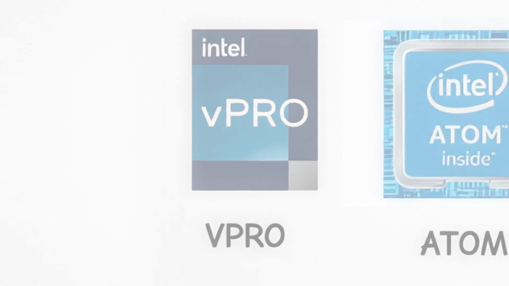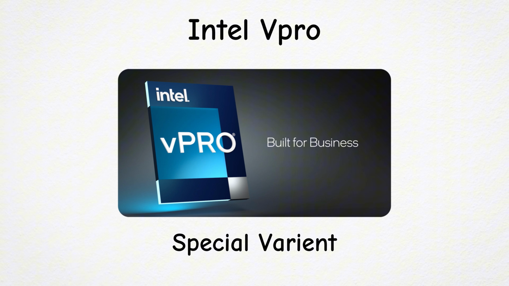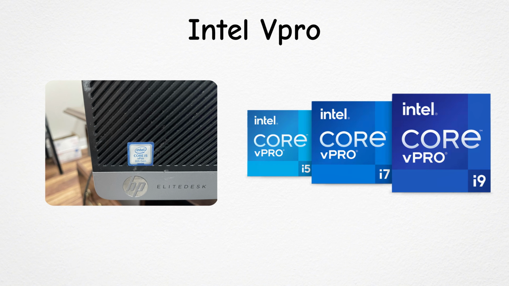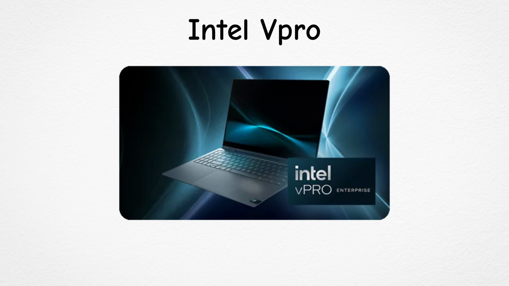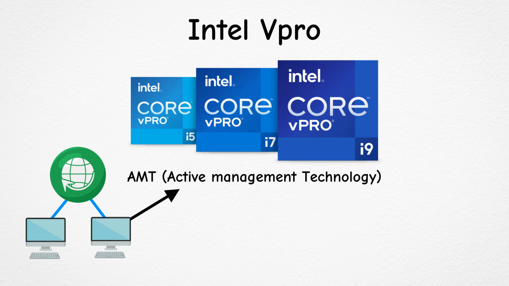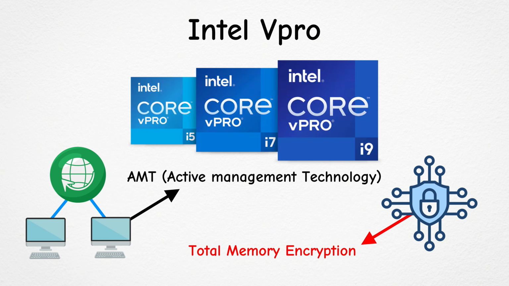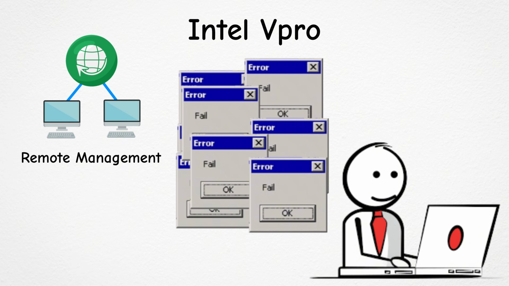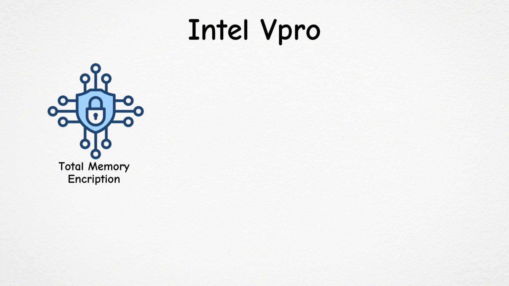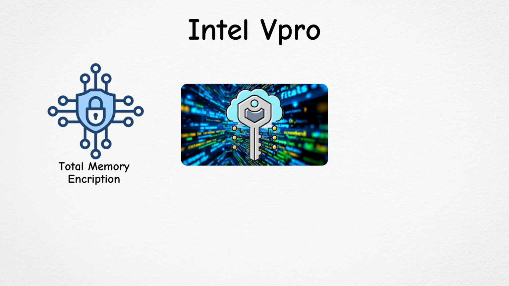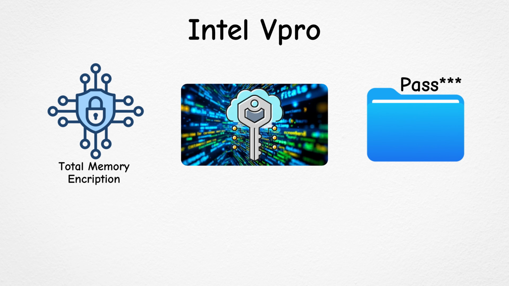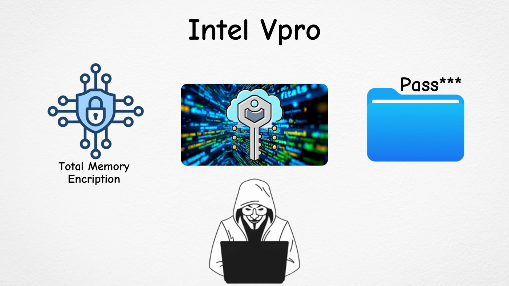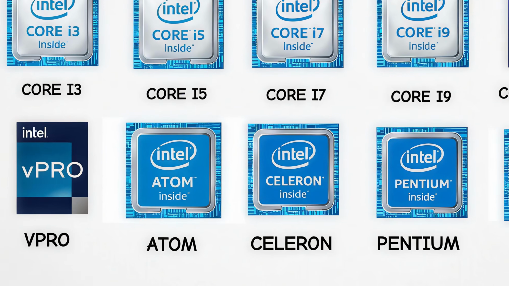Intel vPro. Intel vPro is a special variant of the Core series for business. You'll often see vPro versions of Core i5, i7, or i9 in office or enterprise laptops. vPro includes Intel Active Management Technology, AMT, and Total Memory Encryption. AMT is a remote management feature where IT admins can update, control, or lock many computers remotely. Total Memory Encryption protects login credentials, encryption keys, and other text-based files stored in memory by scrambling them so stolen data is unreadable.